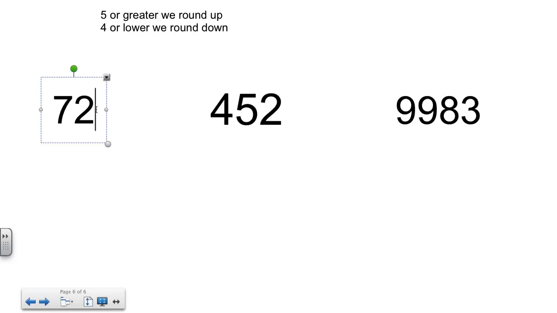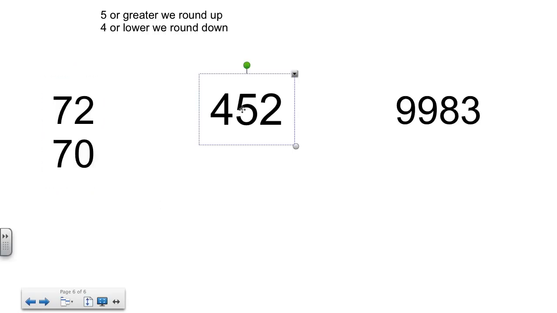If we have a look at number 72 here, in the units column we need to be looking at whether it is 5 or higher, or lower than 5. It's actually lower than 5. Because we're rounding to the tens column, our answer would be 70. Because we're rounding down, we'd either be rounding down to 70 or up to 80. We're looking at the tens column as the one being rounded, but the units column is actually the one that decides that.